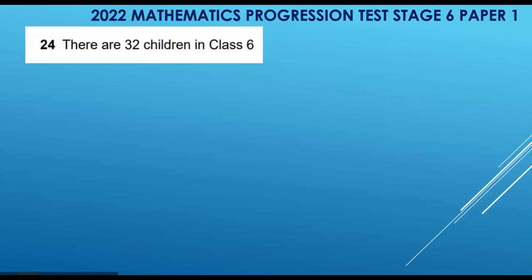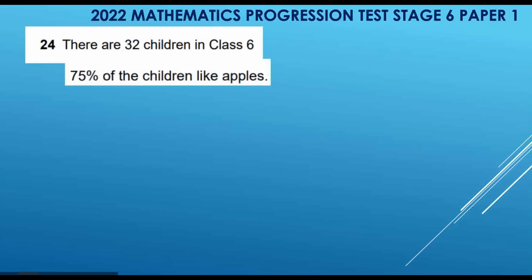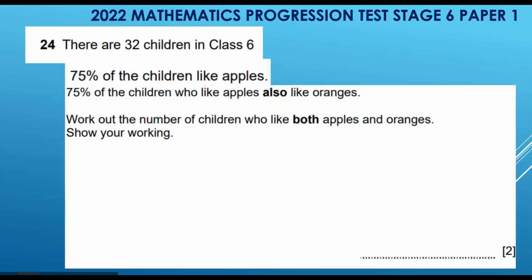Question 24. There are 32 children in class 6. 75% of the children like apples, and 75% of the children who like apples also like oranges. Work out the number of children who like both apples and oranges. So you're working.